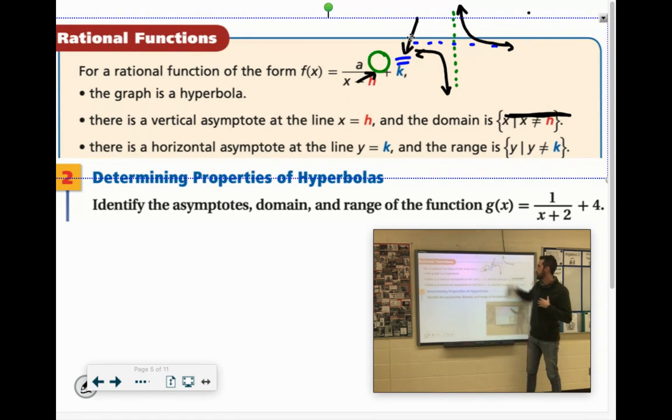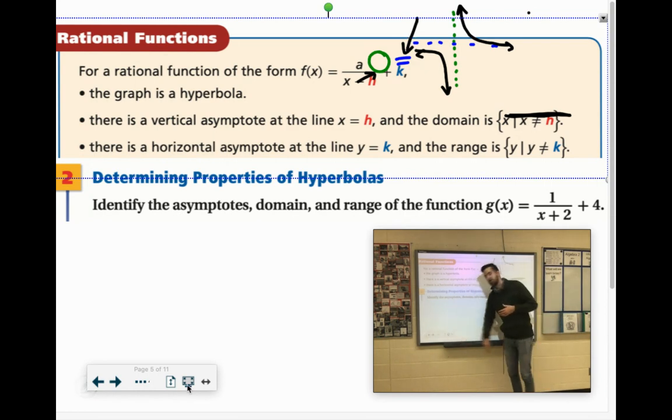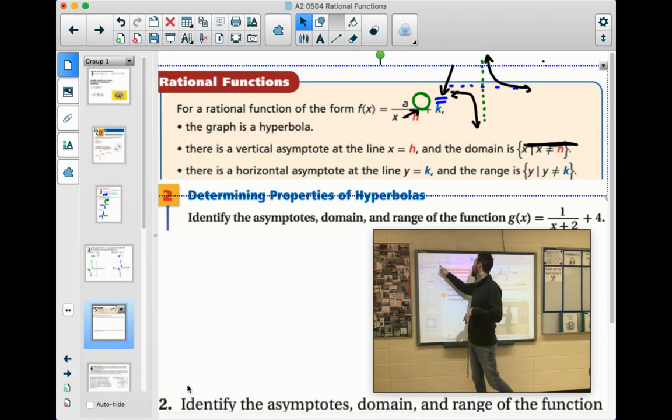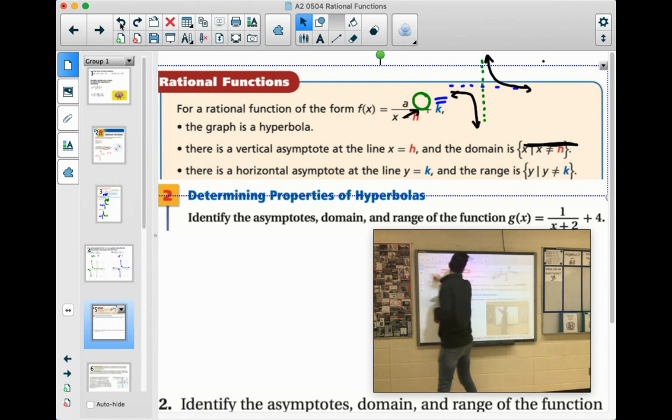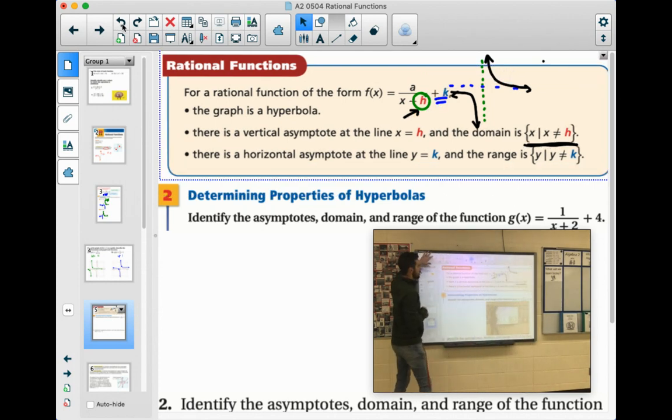Oh my goodness. You would think this is my first time using a smart board, and this has literally been all year. Come on, Mr. Plant, get it together, bro. There we go.